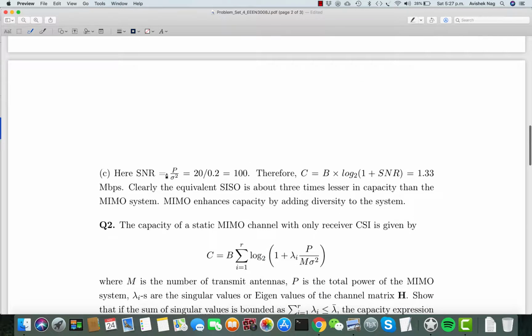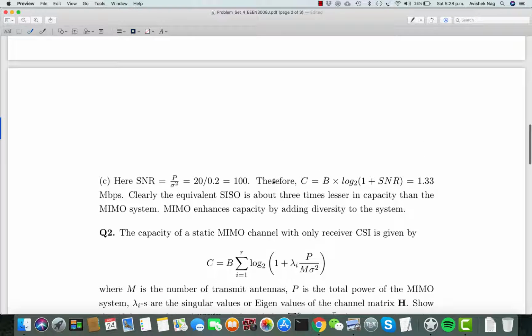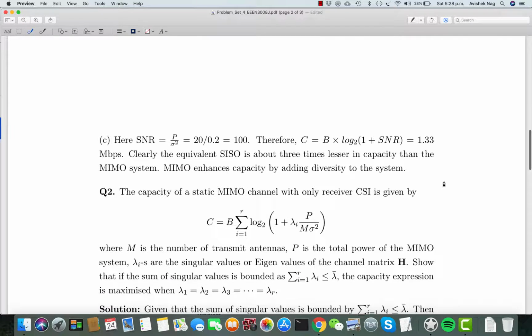And then using the same signal power and noise power, you can calculate the capacity of the equivalent SISO channel, and that will be 1.33 megabits per second. And then you can clearly see that MIMO enhances the capacity by adding diversity to the system.